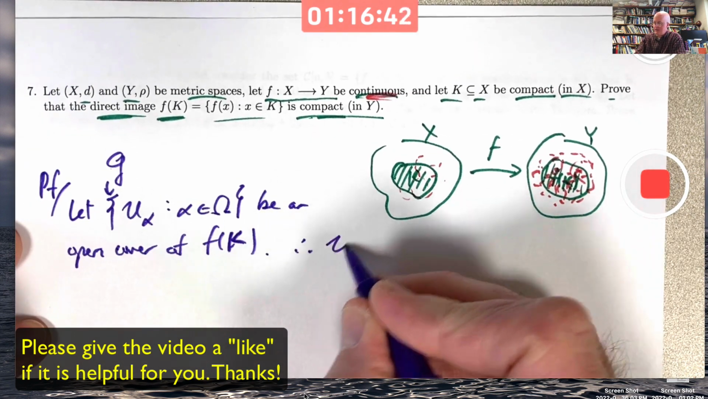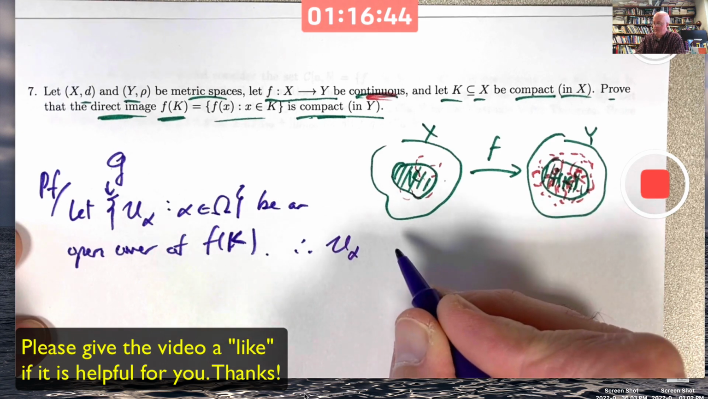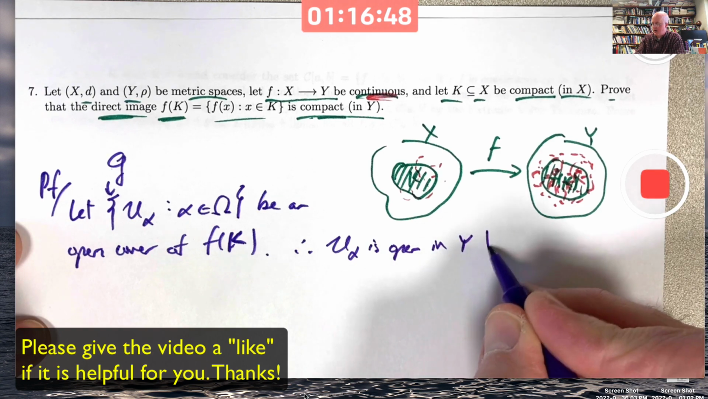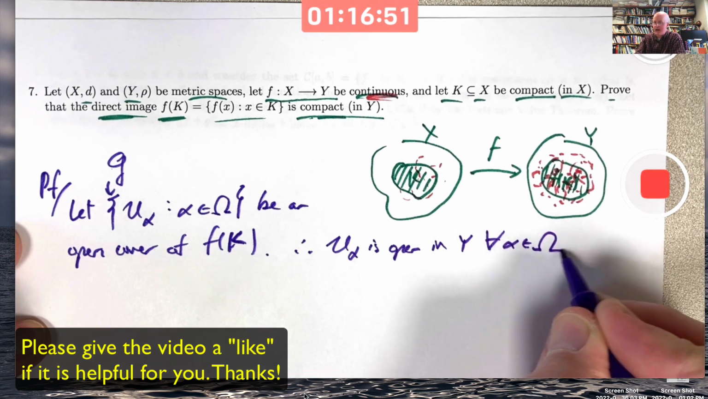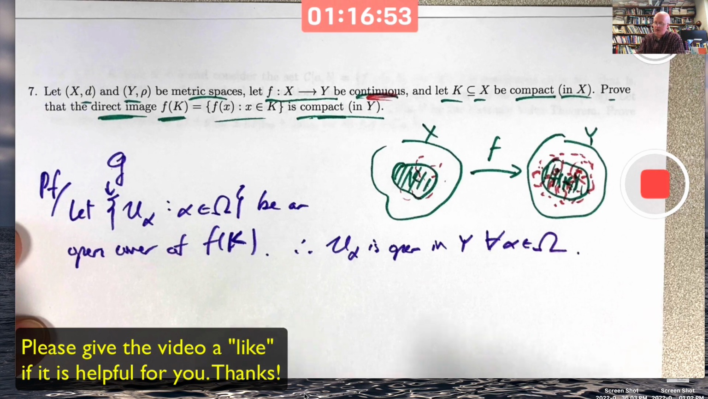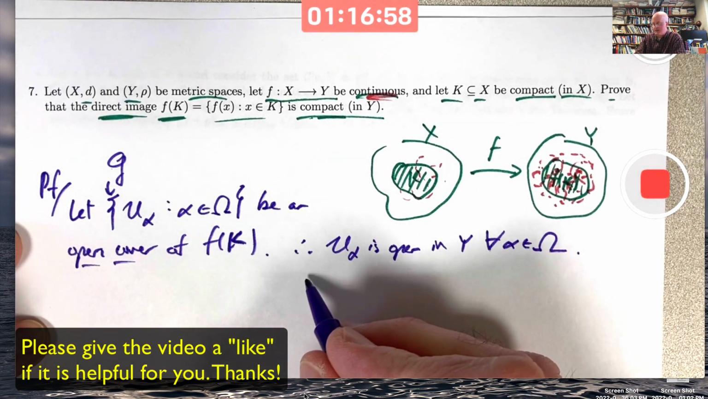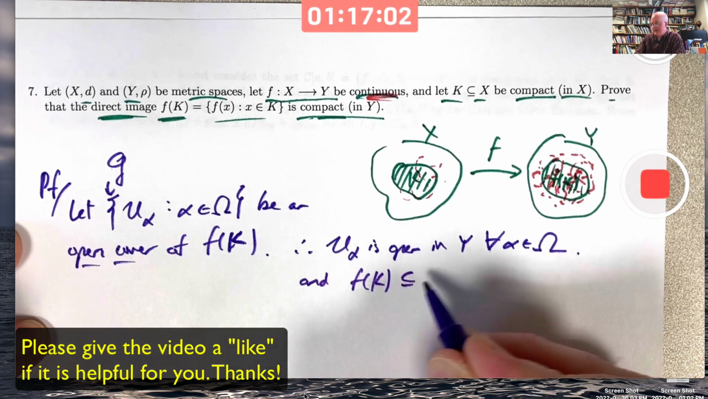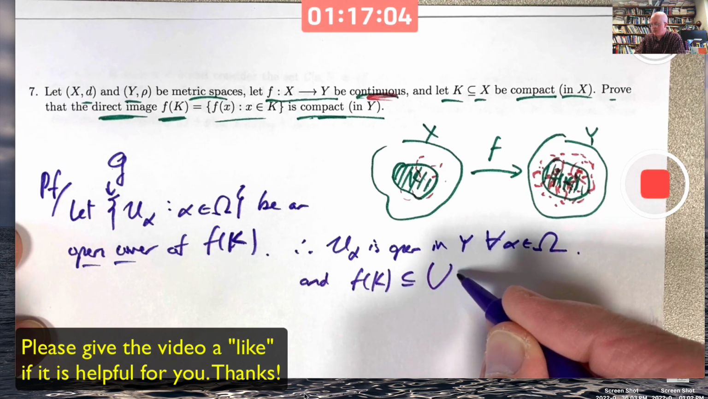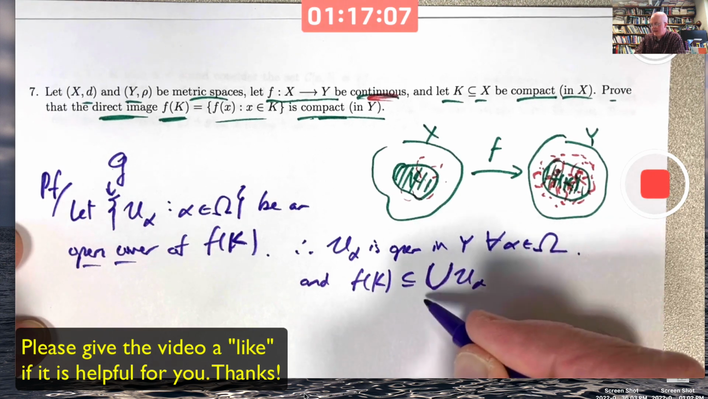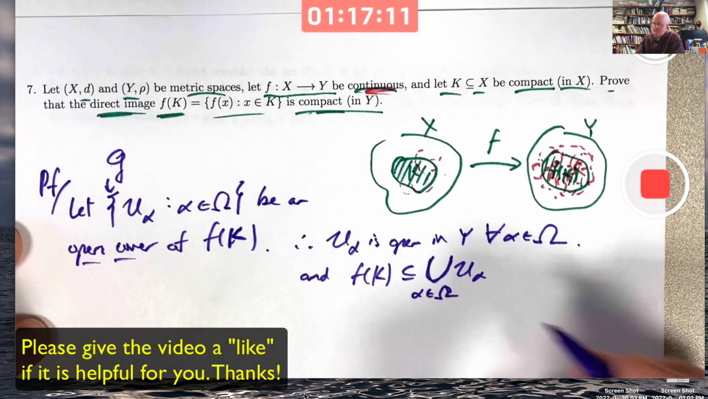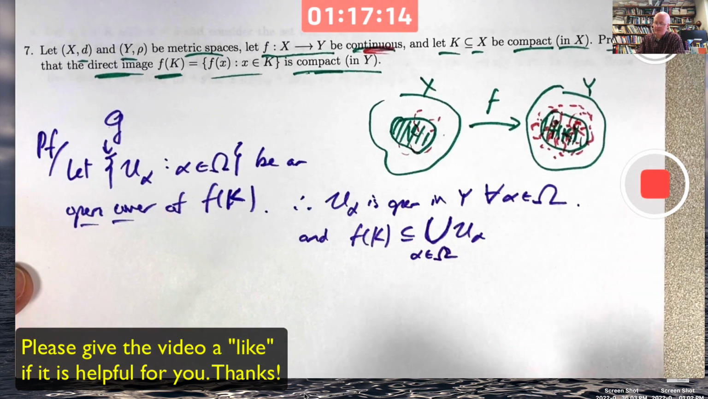Therefore, U alpha, by definition of an open cover, is open in Y for all alpha in capital Omega, because that's what an open cover means in part. I'll also say what else it means. F of K is contained in the union of all the U alphas as alpha ranges over the index set capital Omega. That's what it means to be an open cover.